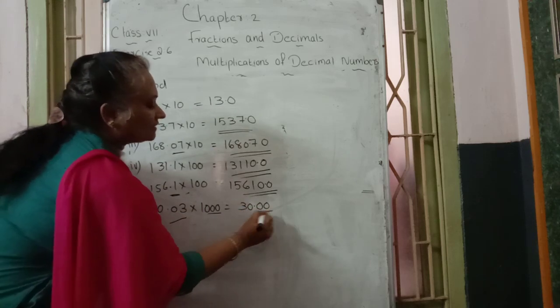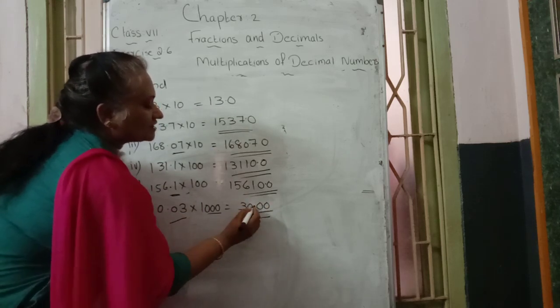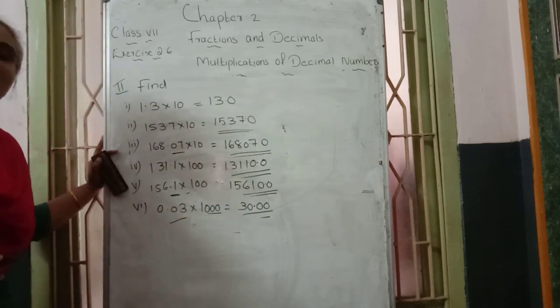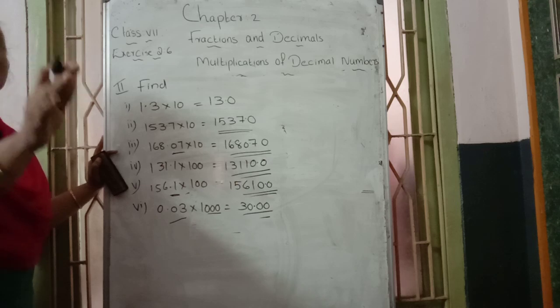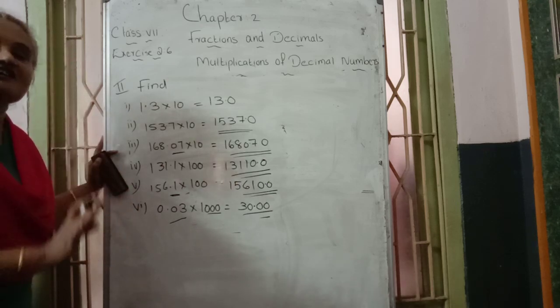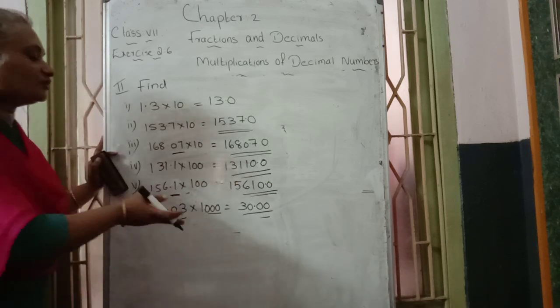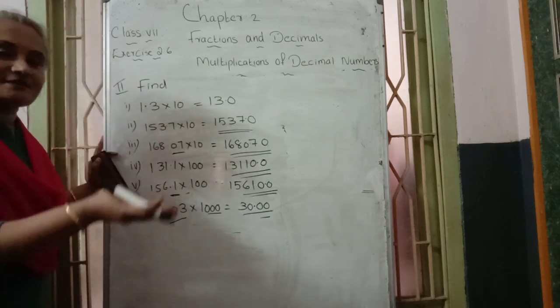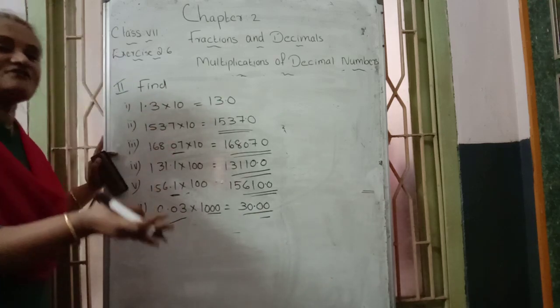So we keep the decimal point here. So the answer becomes how much? 30 is the answer. 30.00 means leave it. So what is our answer? 30 is our answer. I hope you can understand how to multiply with 10, how to multiply with 100, how to multiply with 1000. This is the procedure.